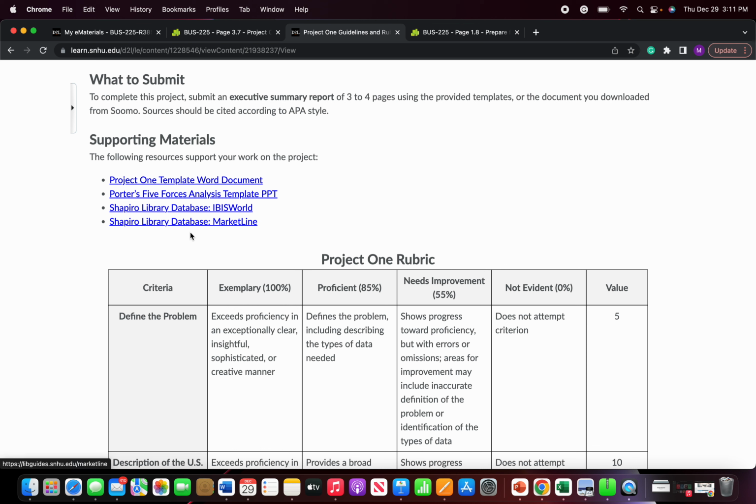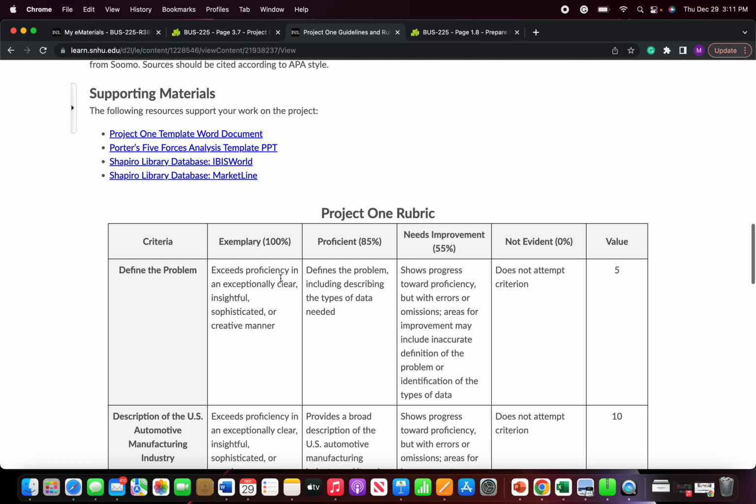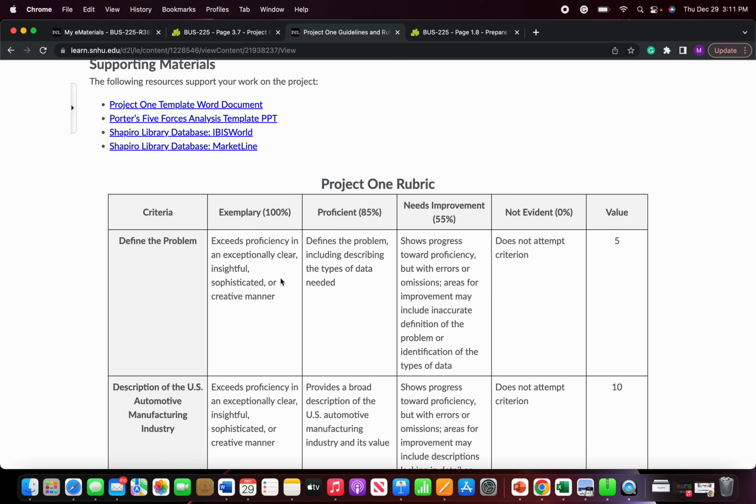There's the 2 main databases, which are really good resources. It doesn't mean you have to just use these. You can use others, but these are great starting points. You've got IBIS World and MarketLine. You can use anything in the Shapiro library as well. You can also bring in outside sources as long as they're scholarly.